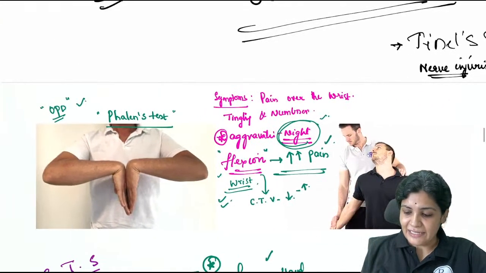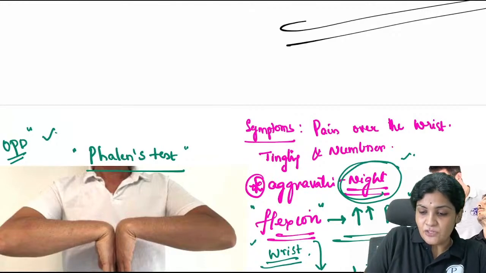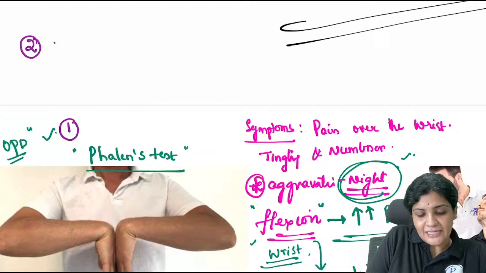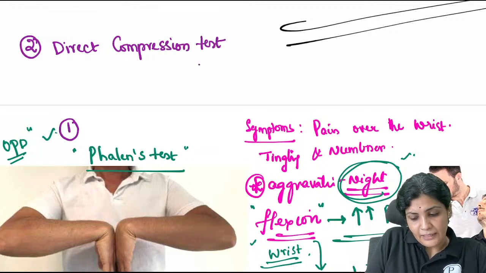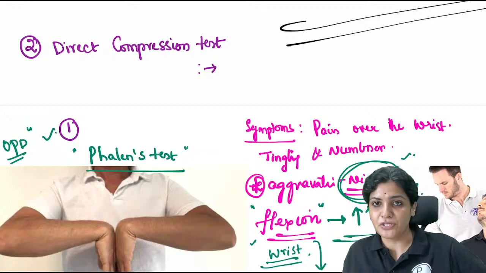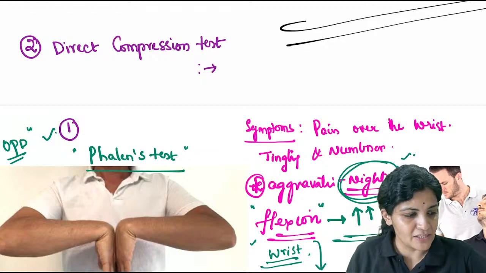And what is the other test? The other test, this is one test which we have learned. There is one more important test which is called the direct compression test. So can you tell me the name of this direct compression test? Direct compression of the carpal tunnel, that is direct compression over the median nerve, will produce the symptoms and you can diagnose it as carpal tunnel. So what is the direct compression test called?